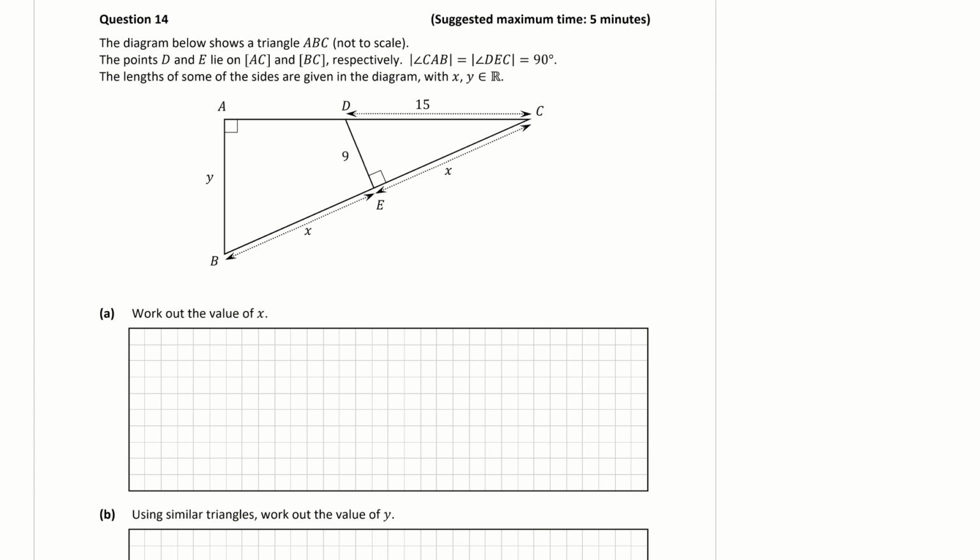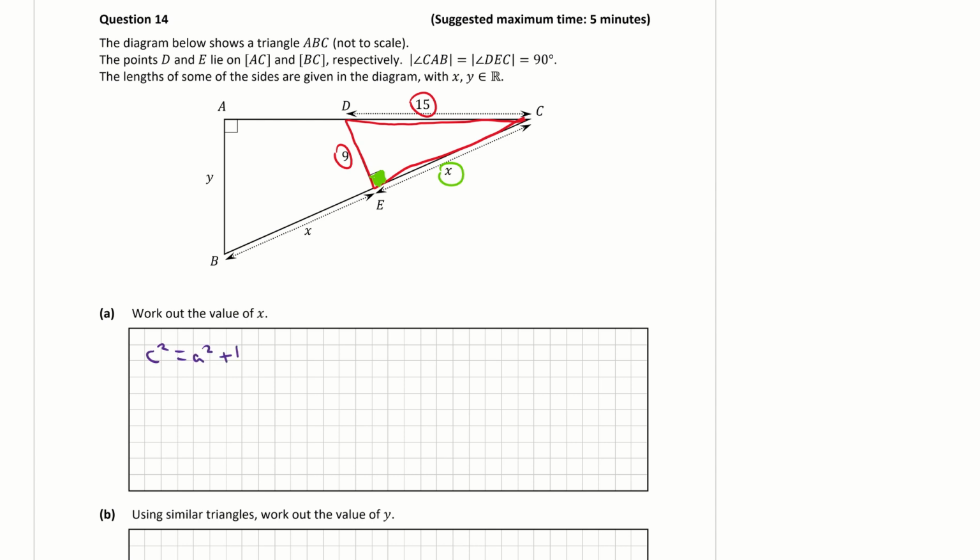To work out the value of x here, I'm going to use this triangle here, CDE. You can see here that I'm given two sides, and I need to find the third side. It's a right angle triangle, so I could use my Pythagoras theorem here to find that missing side.